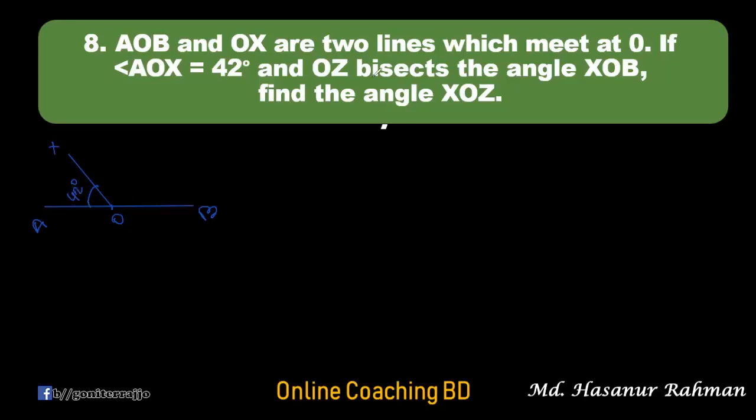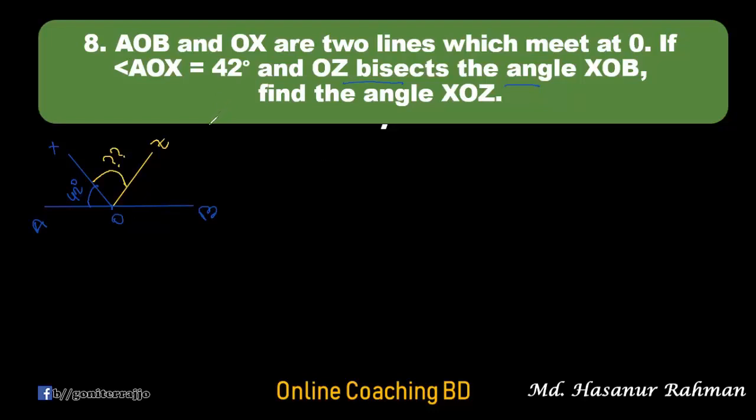And another thing is that OZ bisects the angle XOB. That means another line that bisects angle XOB. Now we have to find out the angle XOZ. Very simple one. Suppose this is Z, that means we have to find out the angle of XOZ. So we can draw this figure in that way.